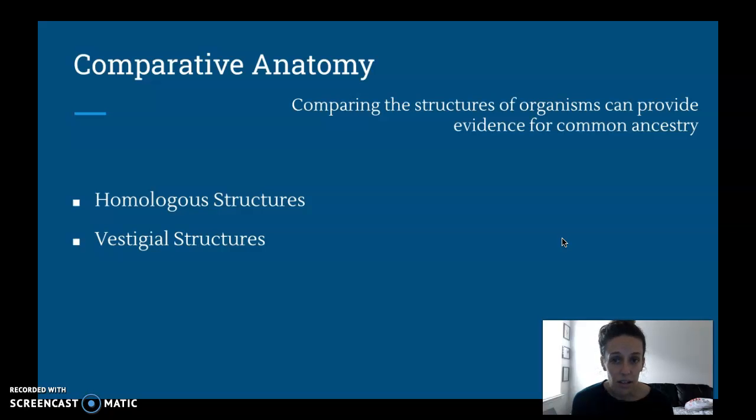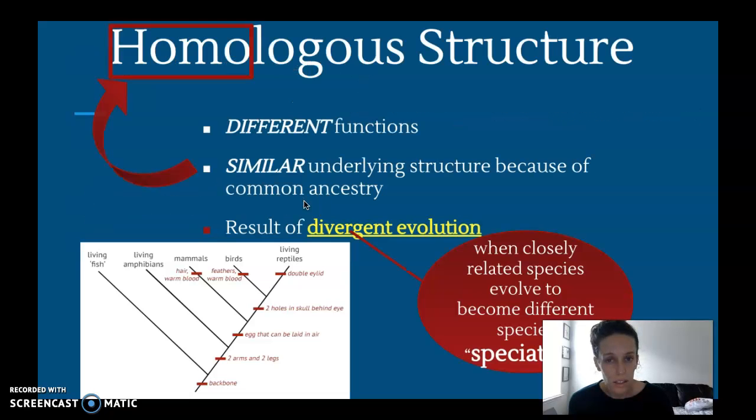The next bit of evidence of evolution is comparative anatomy. It is comparing the structures of organisms, so body parts, bones, similarities in structures found in the body. There are two types of structures that we need to know. Don't worry about vestigial structures just yet. The first one is homologous structures.